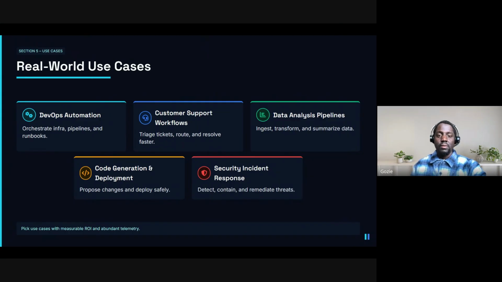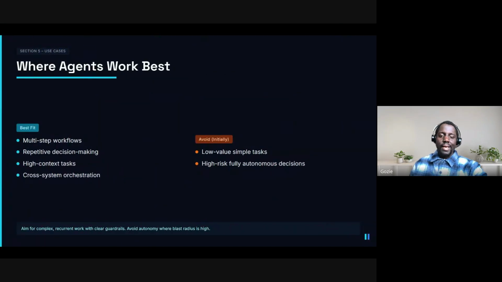Yeah, it is a critical thing to think about. Most times, anywhere that you have multi-step workflows, it is very critical to have agentic systems set up. So where do agents work best? We need to know where they work best so we can employ them in those areas.